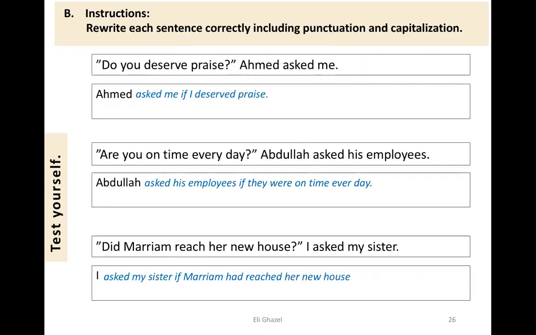And here in rewriting the whole sentence, Ahmed asked me if I deserved praise. Are you on time every day? Abdullah asked his employees if they were on time every day. Did Mariam reach her new house? I asked my sister if Mariam had reached her new house. Now, we don't have enough context to decide whether each one is formal or not, so whether they use if or whether is not an issue.